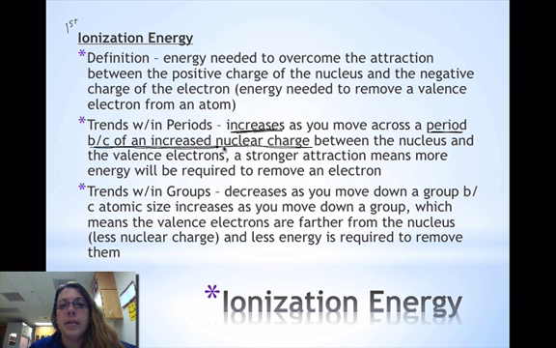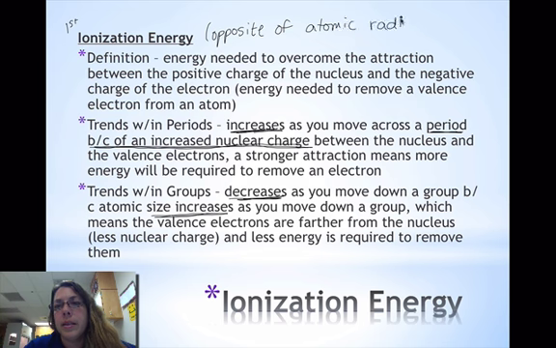So as the atom gets smaller, like we said, that's what happens when you go across. It gets a lot harder to pull those electrons away because they're being held a lot tighter because of the nucleus. Trends within groups, it's going to get easier to remove those electrons because of the size increasing. So this trend is opposite of atomic radius. And it really has the same reasons.